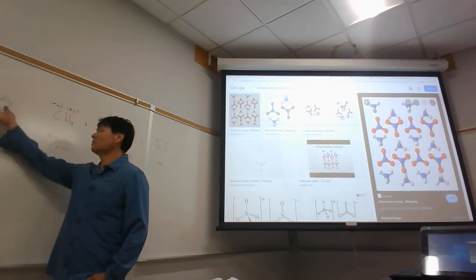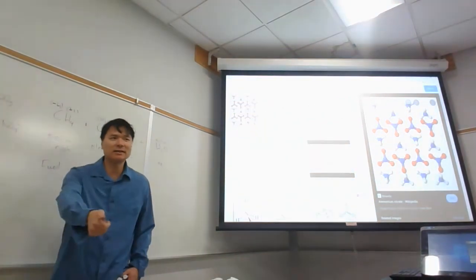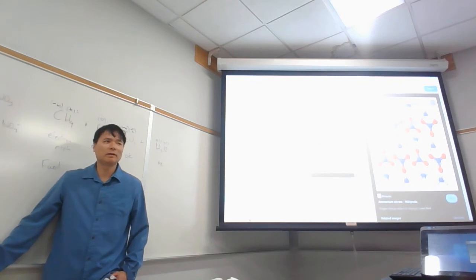And so sodium nitrate is stable. I could jump up and down on it. I could heat it up. I'm not going to worry about sodium nitrate at all. But ammonium nitrate, I'd worry about.